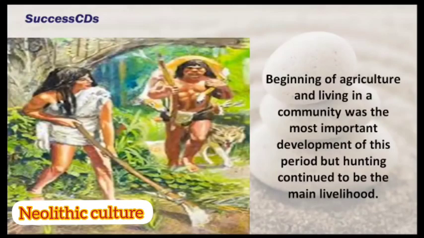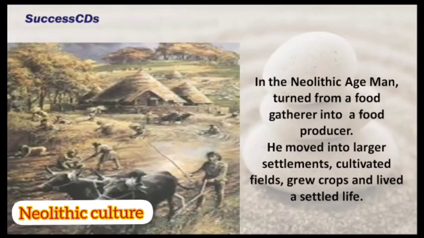The beginning of agriculture and living in a community was the most important development of this period, but hunting continued to be the main livelihood. In the Neolithic age, man turned from a food gatherer into a food producer. He moved into larger settlements, cultivated fields, grew crops, and lived a settled life.